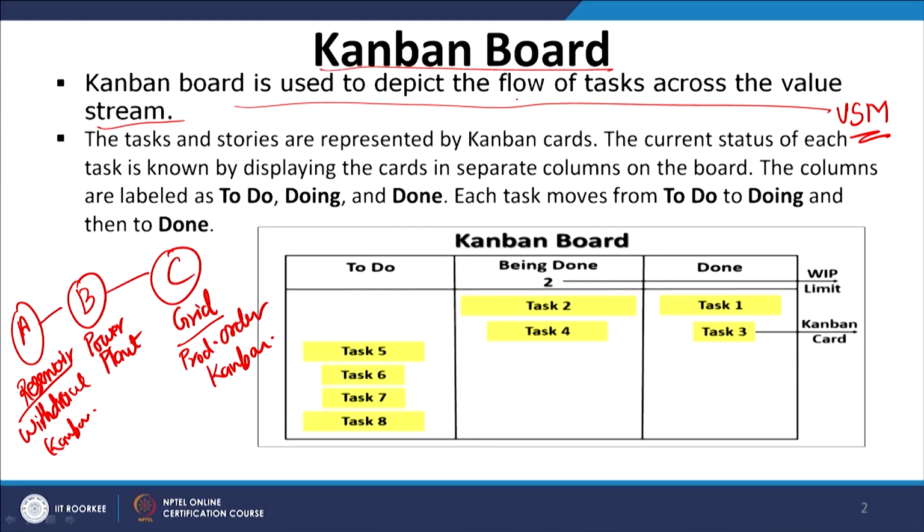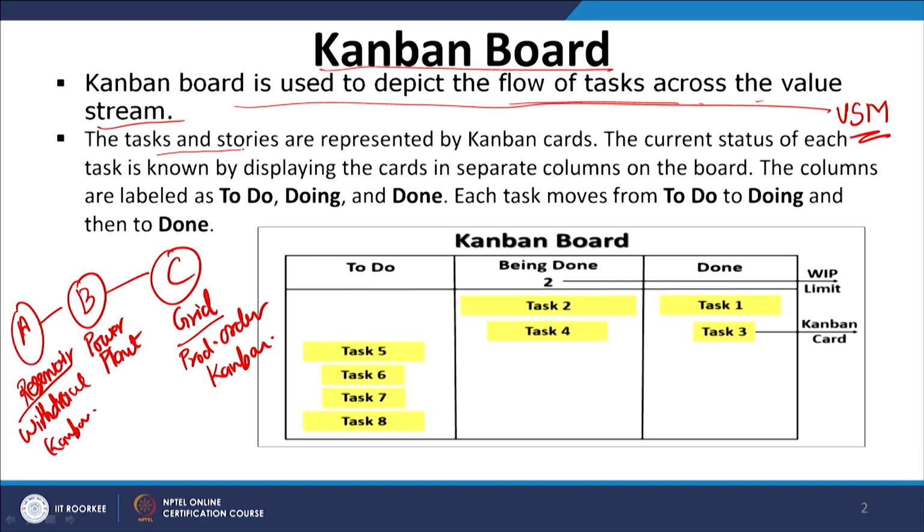First, that example, if you recall, the first activity was stamping, the second activity was welding, third activity was assembly. So, these are the value adding activities. In between, lot of waiting, lot of transportation movement were there. So, all those were non-value adding activities. Only 3 value adding activities were there. One was stamping, the second was welding, and third was assembling. So, it is used to depict the flow of tasks across the value stream.